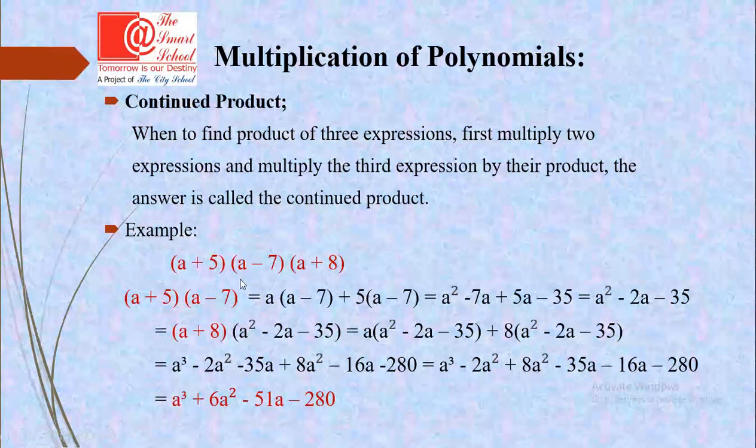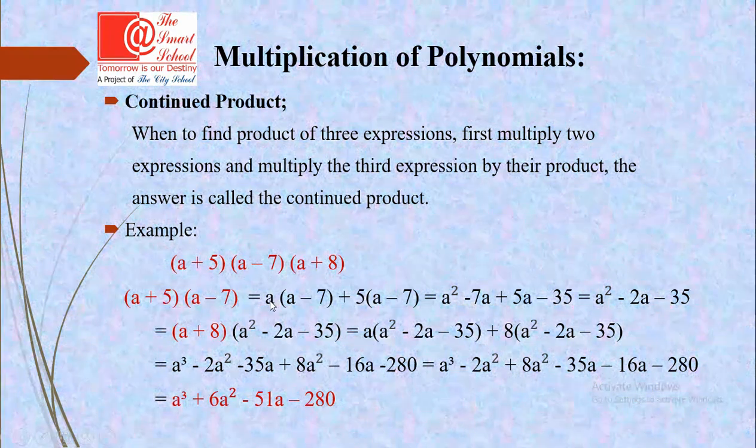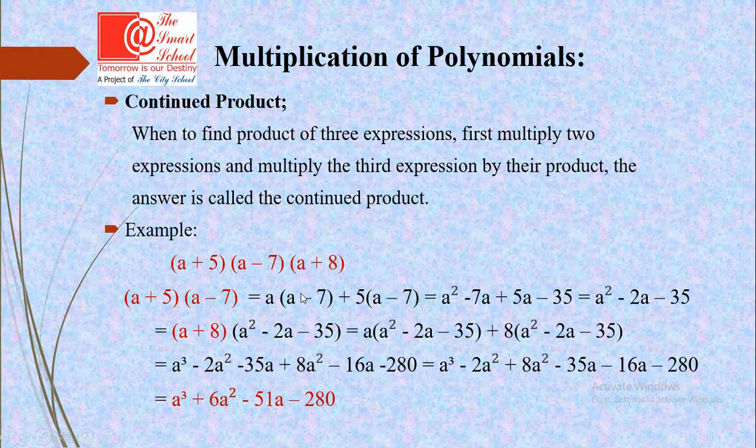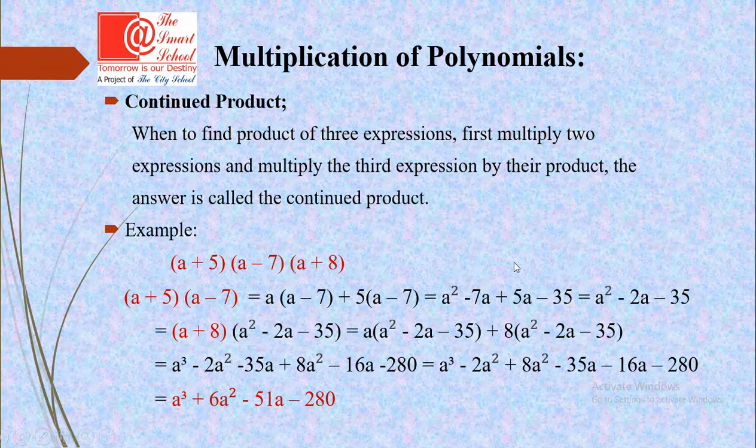Now we have taken the first two expressions and we multiply them in the same way as we multiplied earlier. So now we have taken one, a minus 7, and we broke one, a plus 5. So a multiplied by a minus 7, then plus 5 multiplied by a minus 7. And after adding like terms, the answer will come a square minus 2a minus 35. Now the third expression we will multiply by this answer or the product.